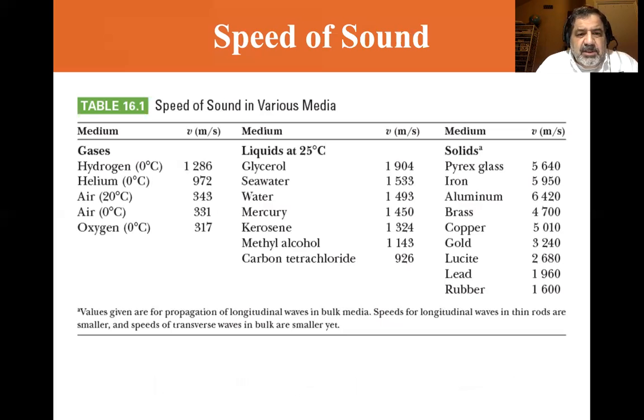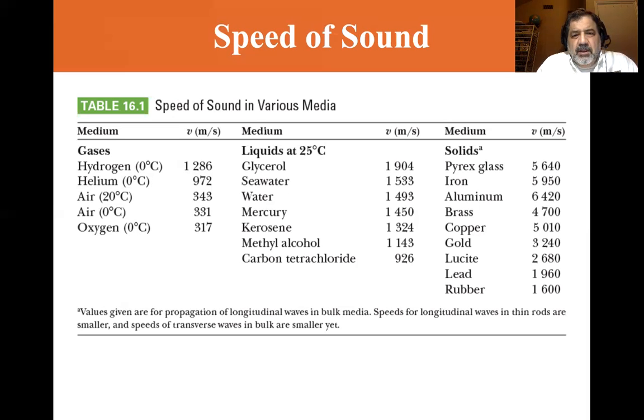You can see hydrogen is 1,286, helium 972, air about 343 at 20 degrees C. The 972 is much higher than the 343. That's why, and I'm not going to recommend this because you don't always know the purity of the helium you get from a balloon, but you've seen videos of people inhaling helium from a balloon, and their voice sounds much higher. Well, it's because the speed of sound in helium is much higher.